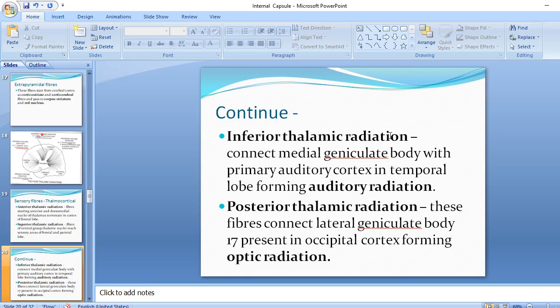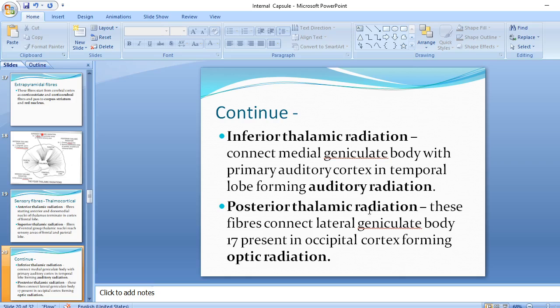The inferior thalamic radiation: you can see, they connect the medial geniculate body with the primary auditory cortex in the temporal lobe, and they form the auditory radiation. So these fibers of the inferior thalamic radiations are also known as auditory radiations because these are the fibers concerned with the auditory pathway.